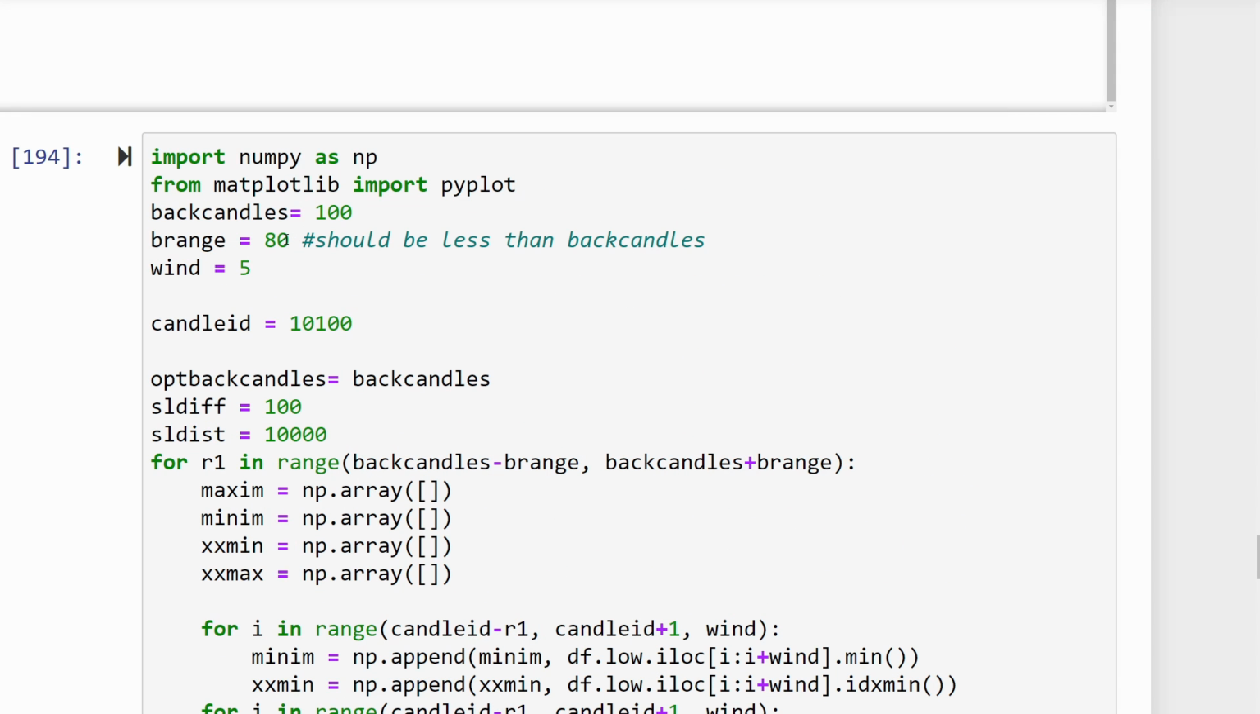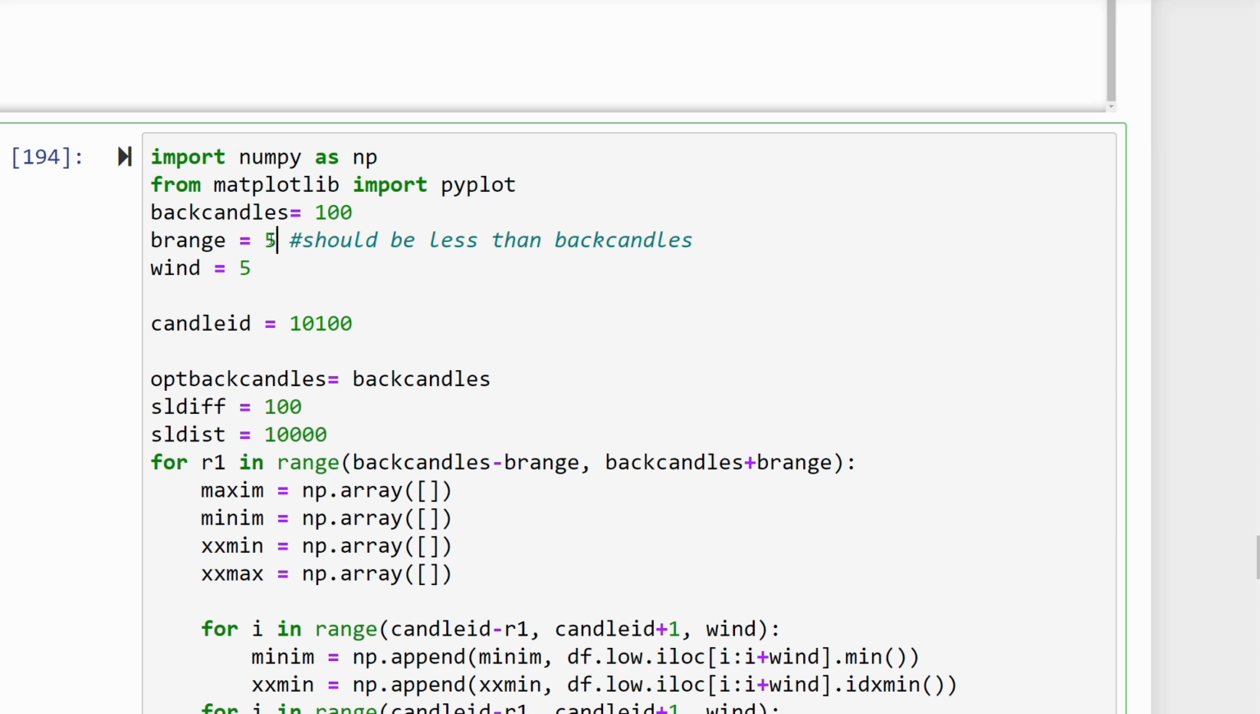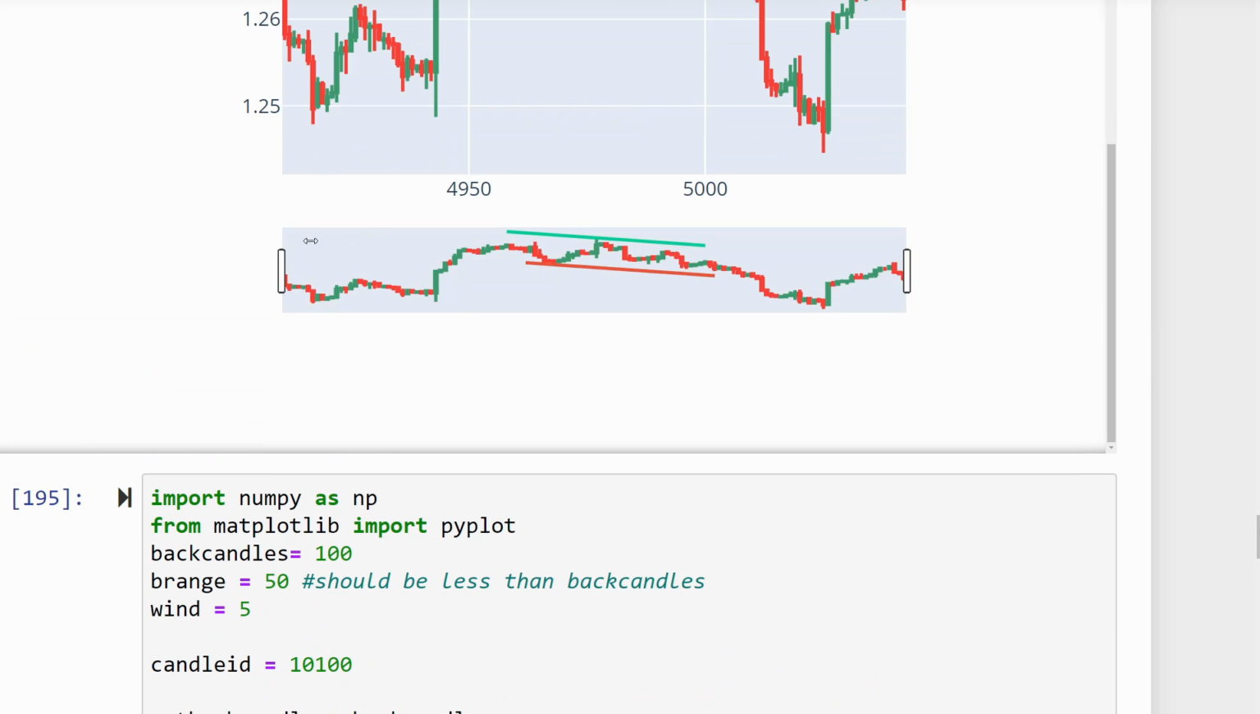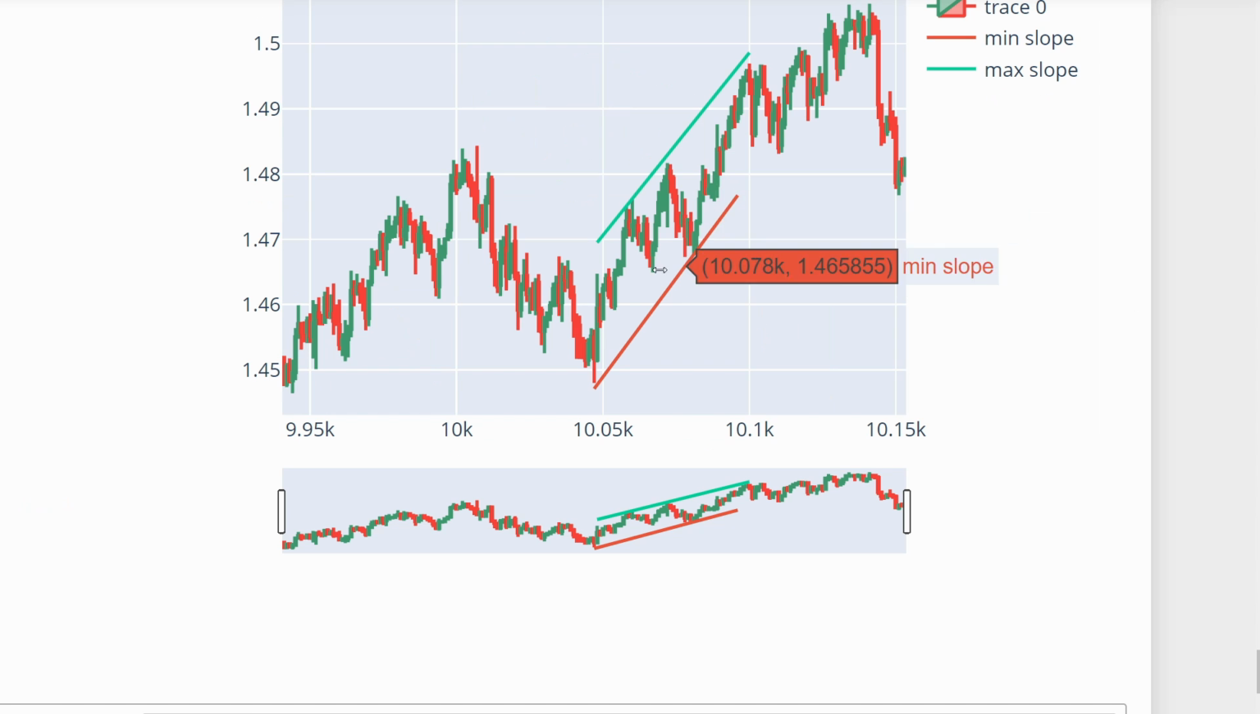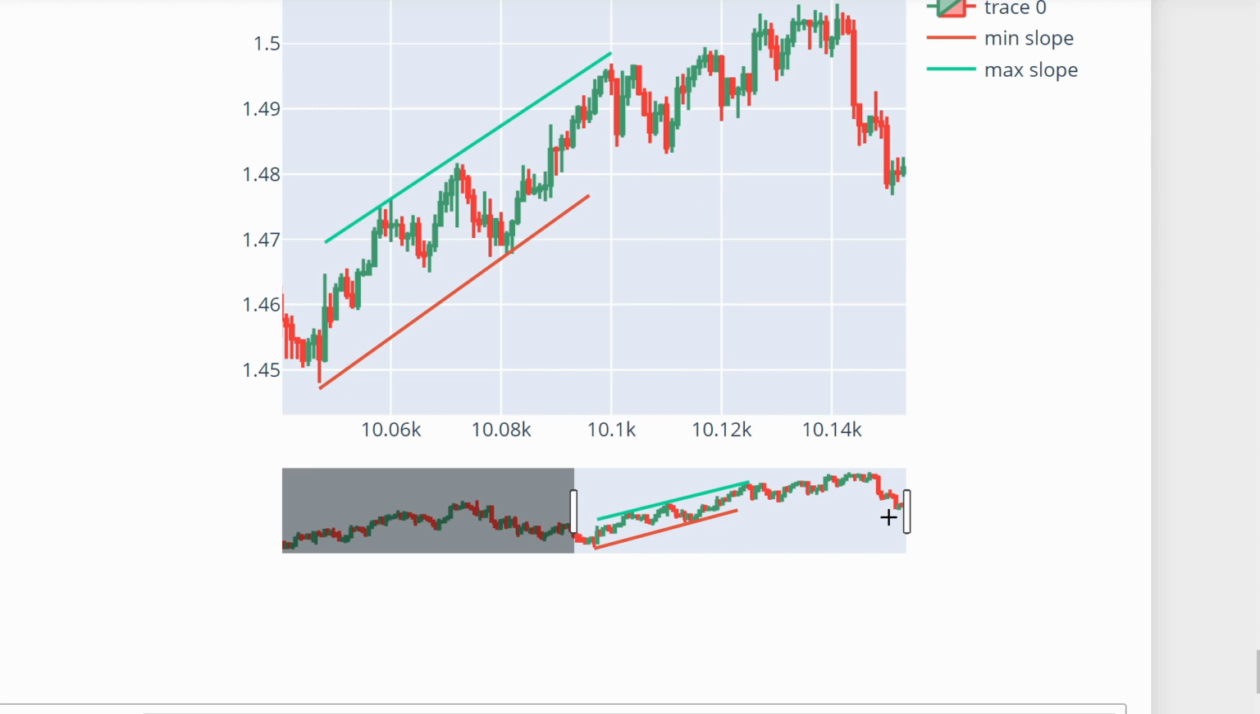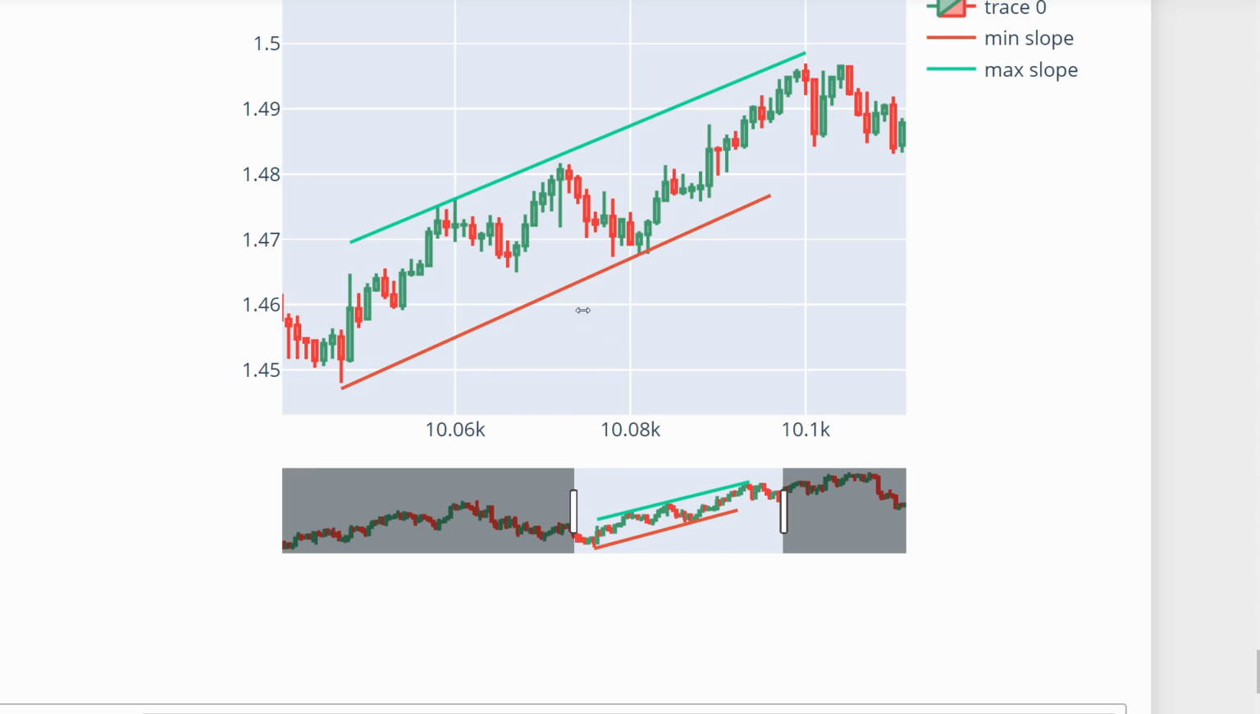For example, I don't want to give that big choice for the range for the algorithm. I'm going to say we need like 100 back candles on average, plus or minus 50 back candles. And then if we look at the result, we can see that it's almost perfectly wrapping the price movements. It looks cleaner, and we have a clear channel showing around this price.